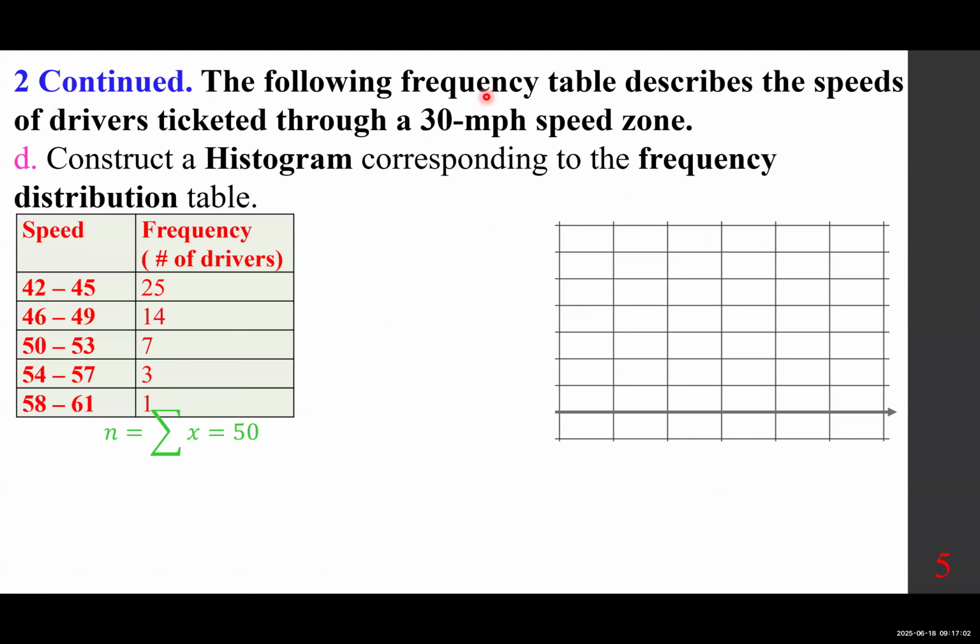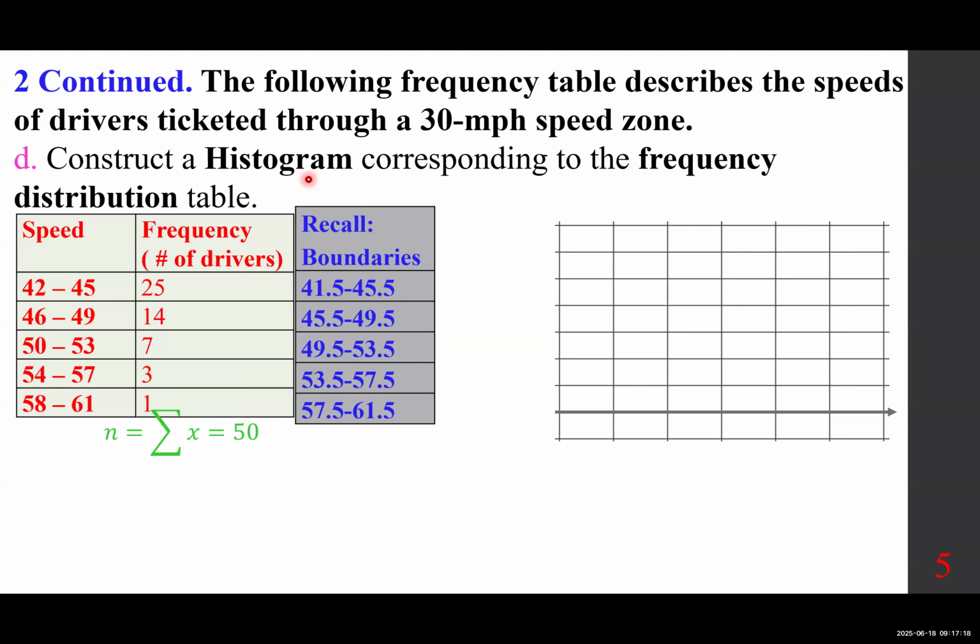Continue with the question. The following frequency distribution table describes the speed of the driver, as it was mentioned. Construct a histogram corresponding to the frequency distribution table. And again, reminding everybody of the boundaries.